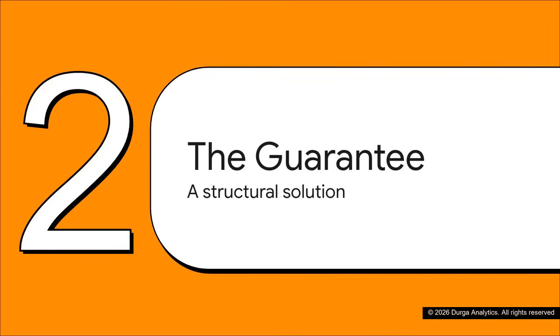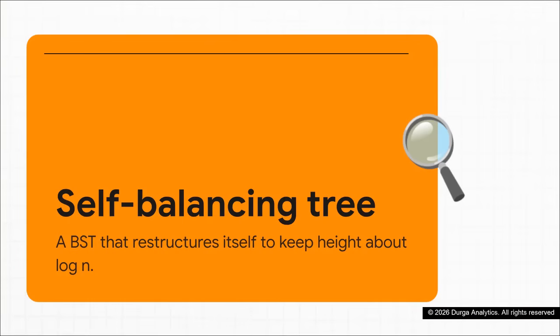Which brings us to Section 2, the self-balancing guarantee, engineering a structural solution. So, when the naive approach fails under real-world conditions, what do we do? We engineer a structure that fixes itself. A self-balancing tree is simply a binary search tree that automatically restructures itself to keep its height around log n as you insert or delete data.